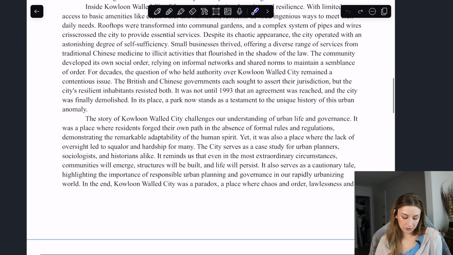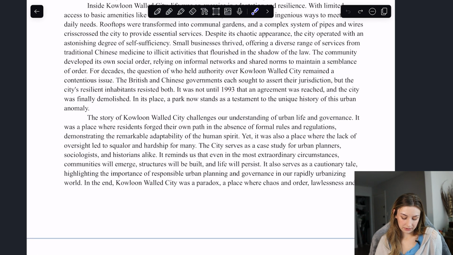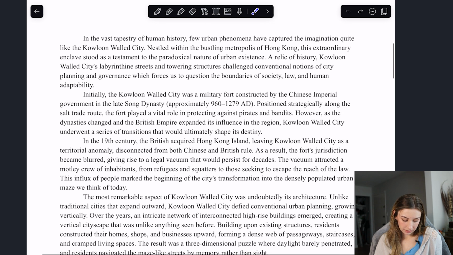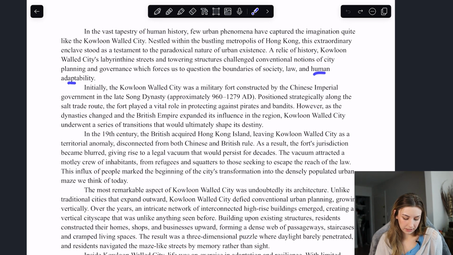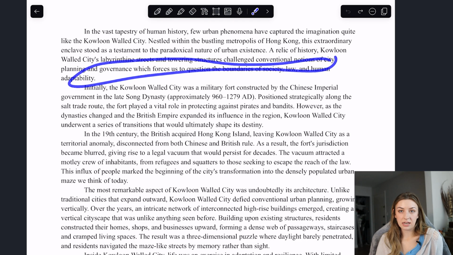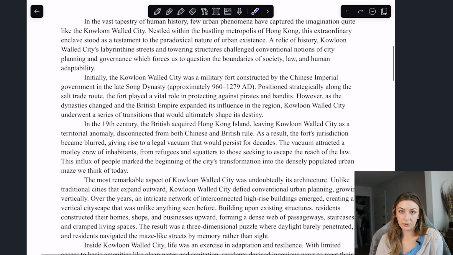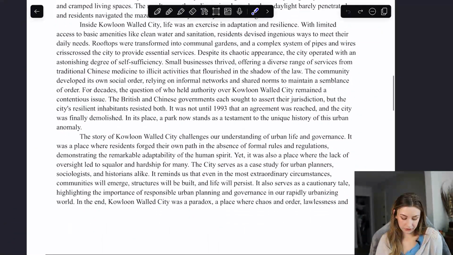The story of Kowloon Walled City challenges our understanding of urban life and governance. It was a place where residents forged their own path in the absence of formal rules and regulations, demonstrating the remarkable adaptability of the human spirit. So I think that it mentioned adaptability earlier, right? Yeah, human adaptability. Luckily, we were given kind of a thesis statement at the end of this first paragraph, right? So we kind of have a framework just from that first paragraph.